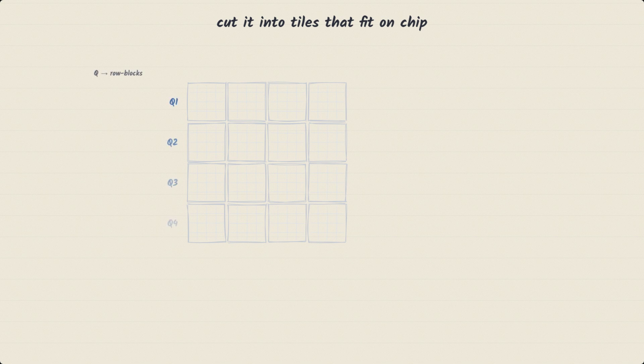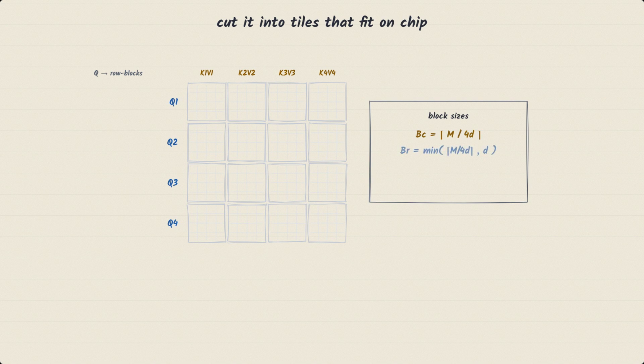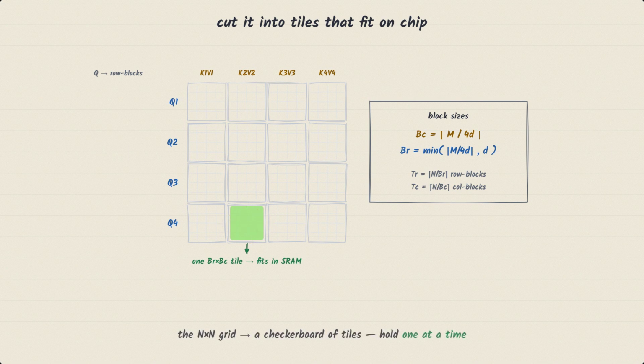Now translate that onto real hardware, where the blocks aren't abstract. They're chosen to fit SRAM. You can't load the n-by-n grid, but you can load small tiles. Cut the queries into row blocks, and the keys and values into column blocks. Each pairing of a Q block with a K block carves out one small tile of the score grid, BR rows by BC columns. The block sizes are picked so that a K and V block, a Q block, and the running accumulators all fit on chip at the same time. So the enormous n-by-n grid becomes a checkerboard of little tiles, and at any instant the hardware holds exactly one of them in fast memory.